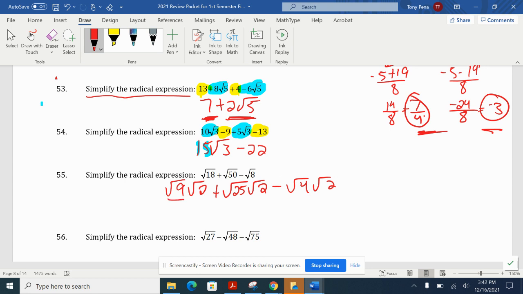Simplify each of these. The square root of 9 is 3, so this is really 3 root 2. The square root of 25 is 5, and then our root 2. And then the square root of 4 here is 2 root 2. Now what you see has happened, and this isn't always going to happen, but we have a root 2, a root 2, and a root 2. So that just means we add all of these together. The first couple, 3 plus 5 is 8, and then take 8 and subtract that 2, should give us 6 root 2.